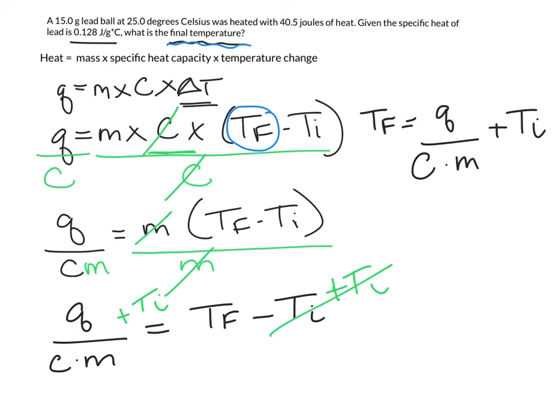So we're looking for T final. We have a 15-gram lead ball, so that's going to be your mass. It has an initial temperature of 25 degrees Celsius, so you can put the initial temperature here. It is heated with 40.5 joules of heat, so that's going to be Q, and then our specific heat capacity is 0.128, and that is going to be our C. So you can just go in and fill those in and then solve for your final temperature.